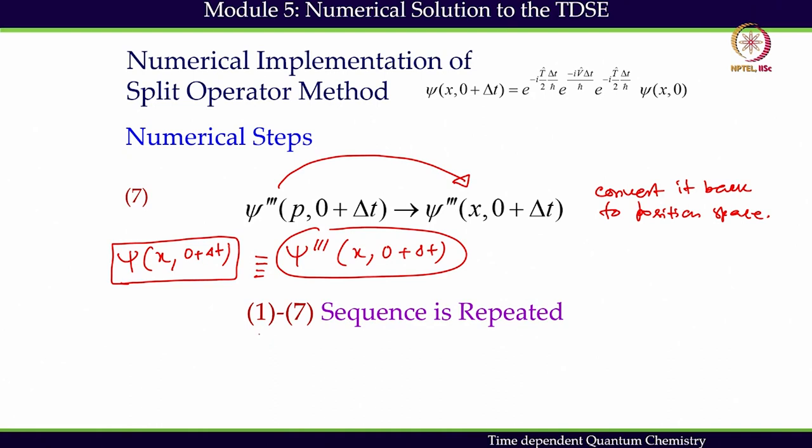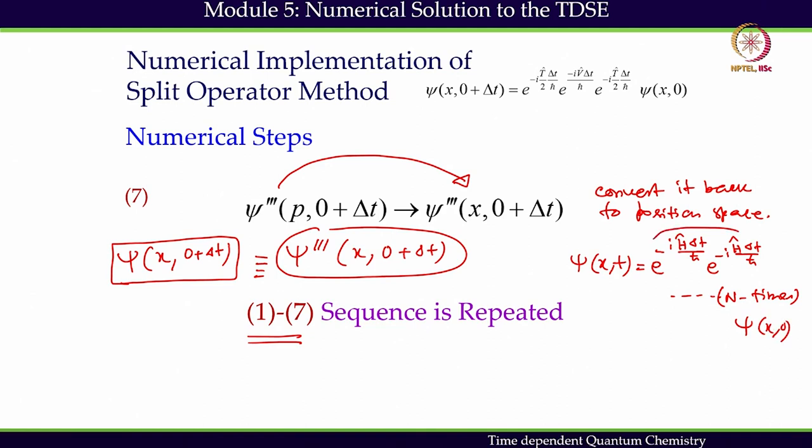It is quite clear now that the entire sequence which I have presented right now, steps 1 to 7, has to be repeated to get my desired time. Why do I need to repeat? Because in the end I have represented that the final wave function at a particular time t is nothing but the product of this small step propagator, e to the power minus i delta t by h cut, n times, multiplied by the initial wave function psi x 0.